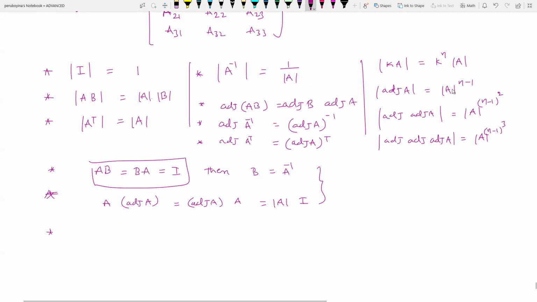And let us see some inverse properties. A into B whole inverse is equal to B inverse into A inverse. We already talked about adjoint A inverse and everything. And I inverse is itself I. And next, A inverse whole inverse is equal to A. So these are the main properties. Should take a look.